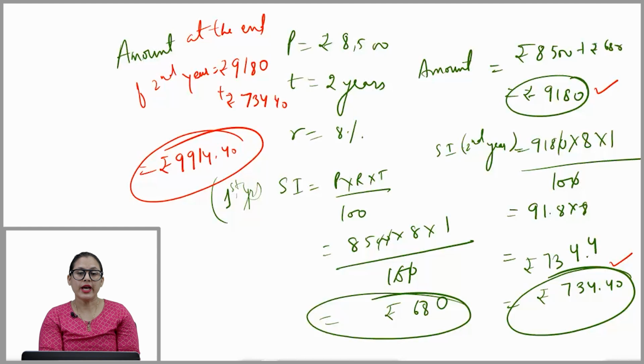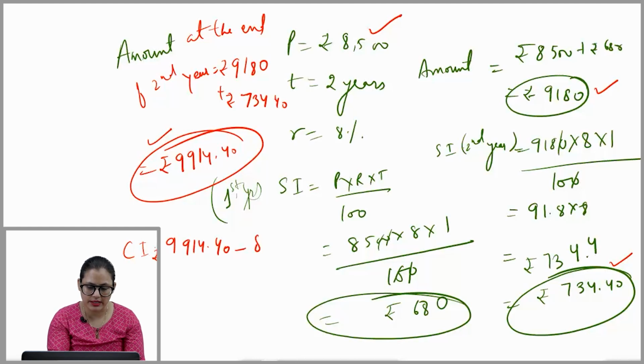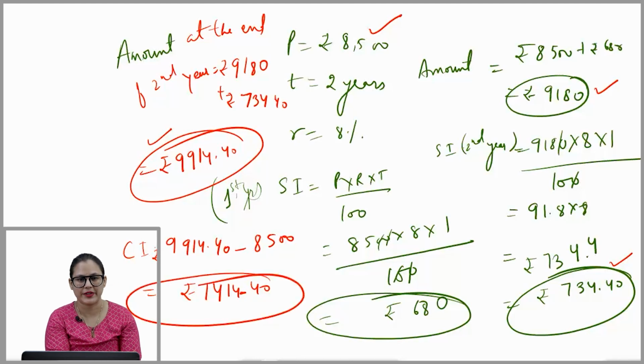Now we have to find the compound interest after 2 years. So what is the compound interest? This amount minus this principal. Okay. So rupees 9,914 and 40 paise minus 8,500 rupees. Okay. So the answer is 1,414 and 40 paise. Okay. Right.